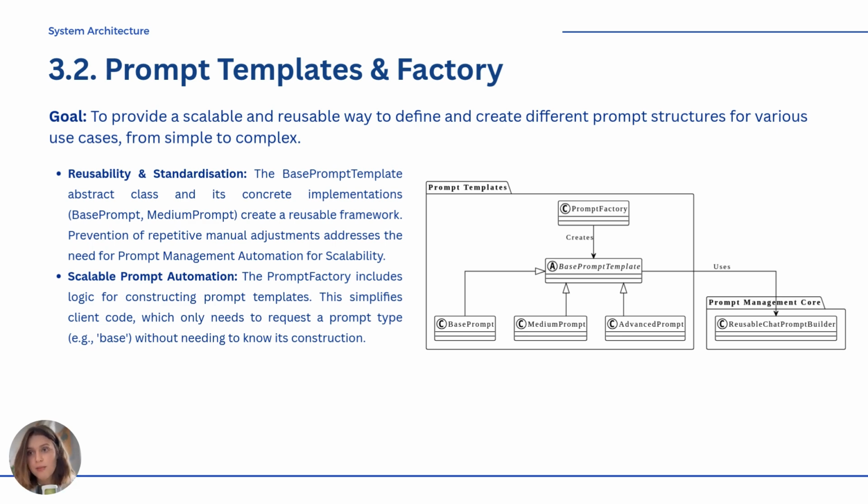Next are prompt templates and the factory pattern, which enables scalable and reusable prompt generation. At the core is the base prompt template, defining shared structure for implementations like base prompt, medium prompt, advanced prompt, each with its own prompt configuration recipe. The prompt factory creates this template through a single create prompt method, so client code can request a prompt type without knowing how it's built. And templates then are passed to the reusable chat prompt builder, generating the final prompt on the fly.